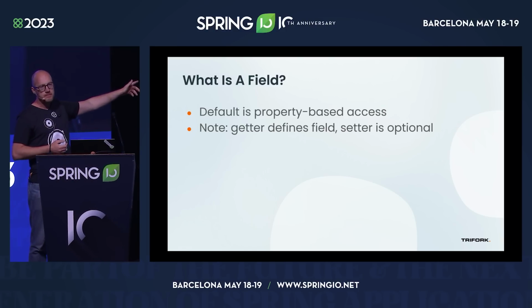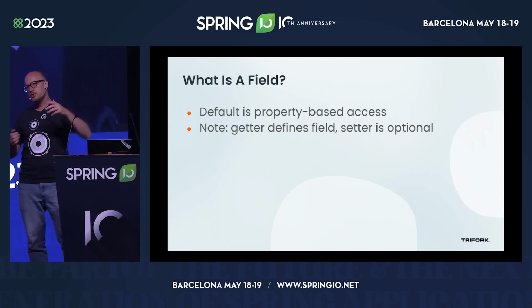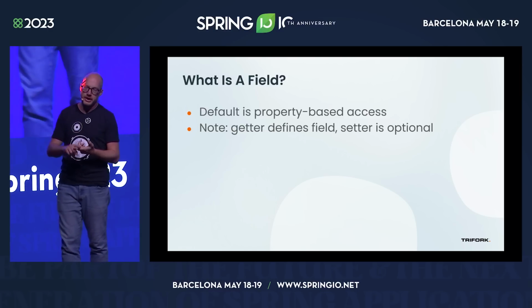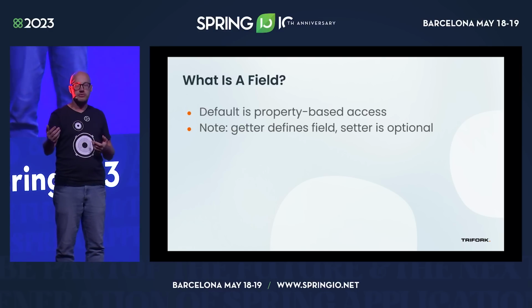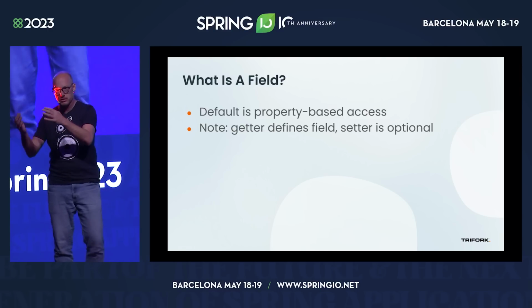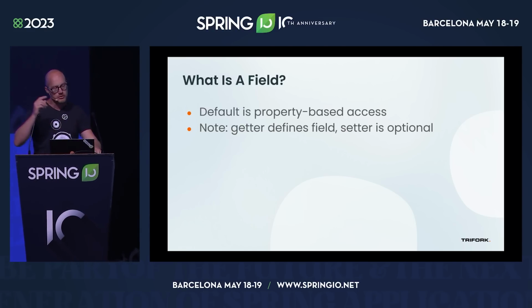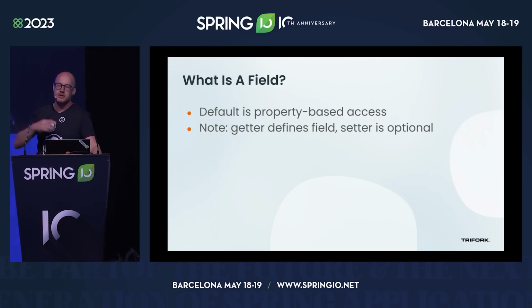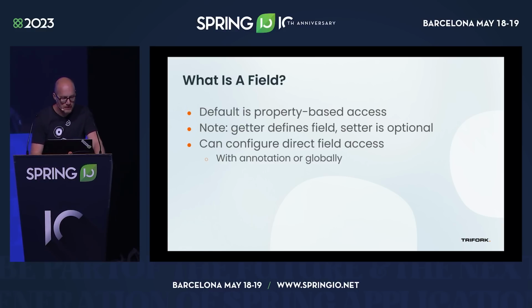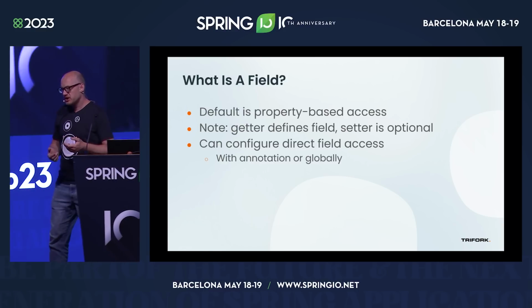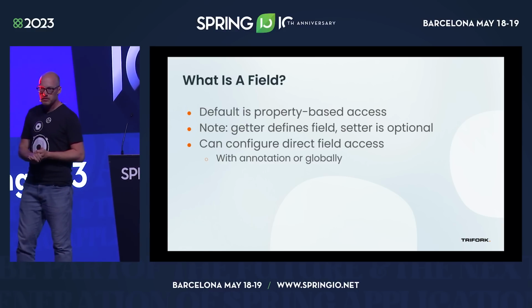That does not mean that it becomes something like a read-only property. If you don't have a setter, but you do have a getter, JSON will just use reflection to immediately populate your field when it needs to do unmarshalling from JSON onto the Java object. That's important to realize. It's not the other way around. If you only have a setter, but you don't have a getter, you do actually get a write-only property for unmarshalling only.